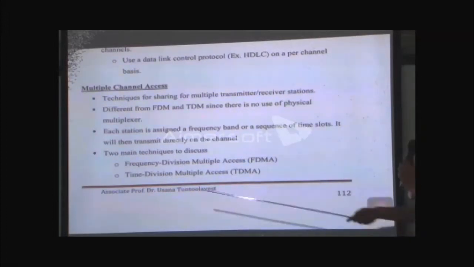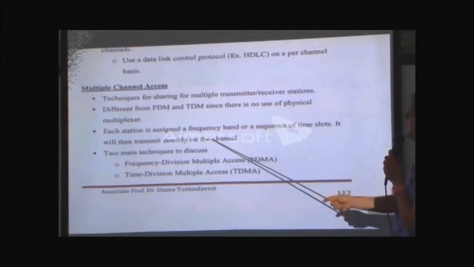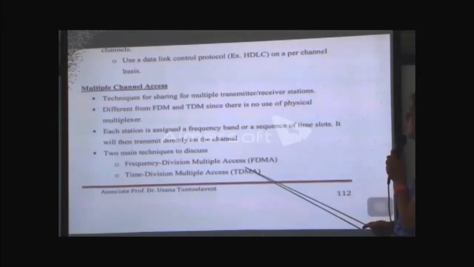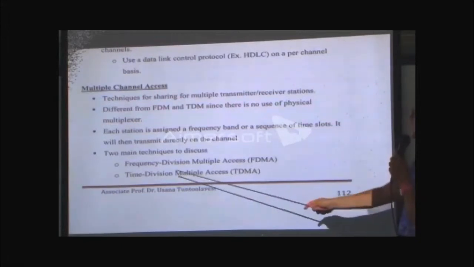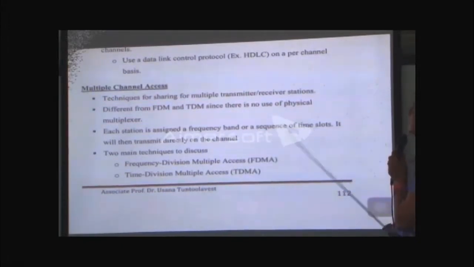So if it is frequency division multiple access, each station is assigned a frequency band. So different stations have different frequency bands. If it's time division multiple access, each station is assigned a sequence of time slots, and then it can transmit directly on the channel.